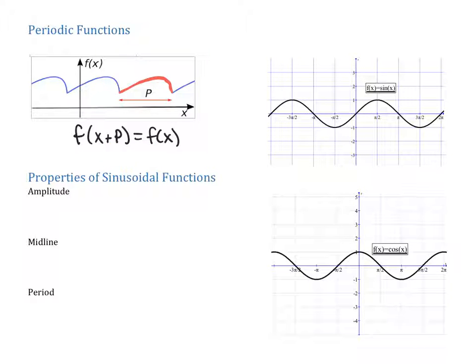So I can think about taking this section of the graph and just copying it and pasting it p units to the left, and I end up back on the function. So the period is just the amount of time it takes for the function to repeat an exact copy of itself. Now, there are some properties of the periodic functions that we're going to study in particular. We're going to look at sine, cosine, tangent, and the other reciprocal functions.